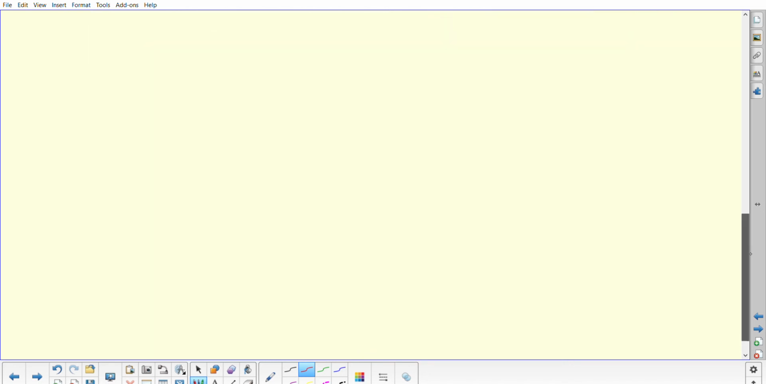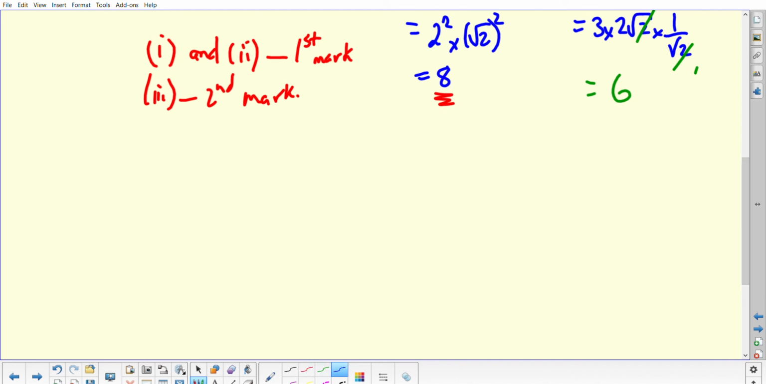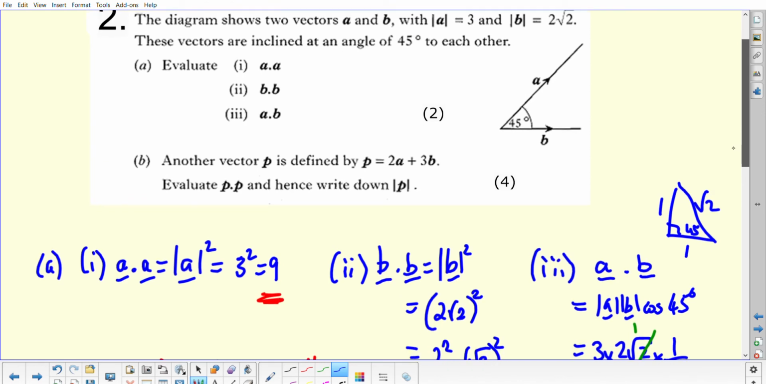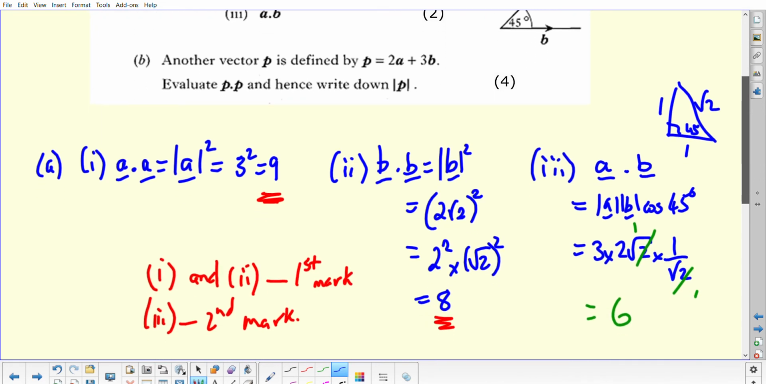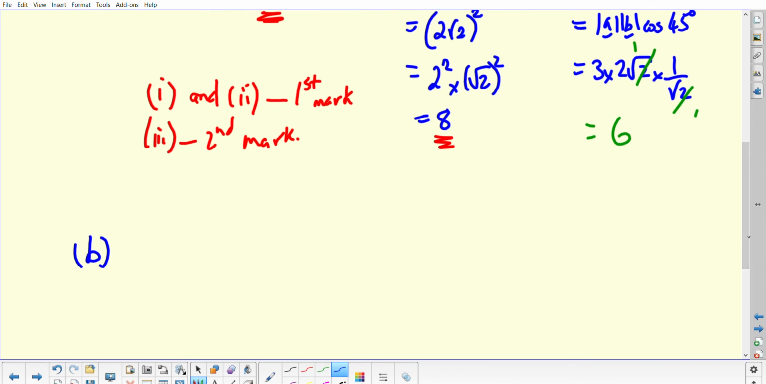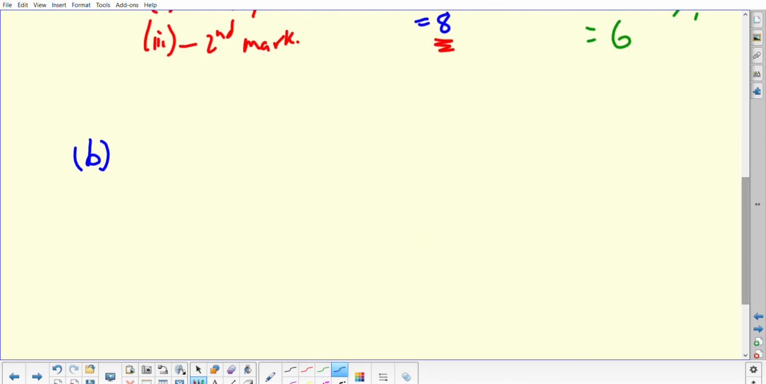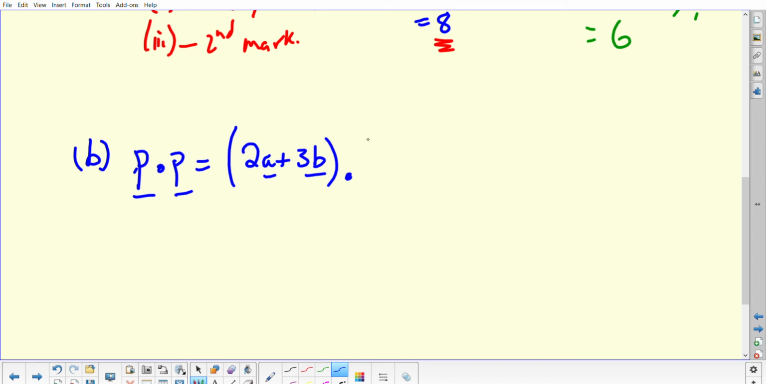Now then for part B, which is a wee bit harder, you are being given information about a new vector p, which is made up of a scalar version of 2a plus 3b, and you're asked to evaluate p dot p and hence write down the magnitude of p. So you begin by working out what p dot p would need to be, and you've been given an alternative expression. So you've got 2a plus 3b, and that is dotted with 2a plus 3b.